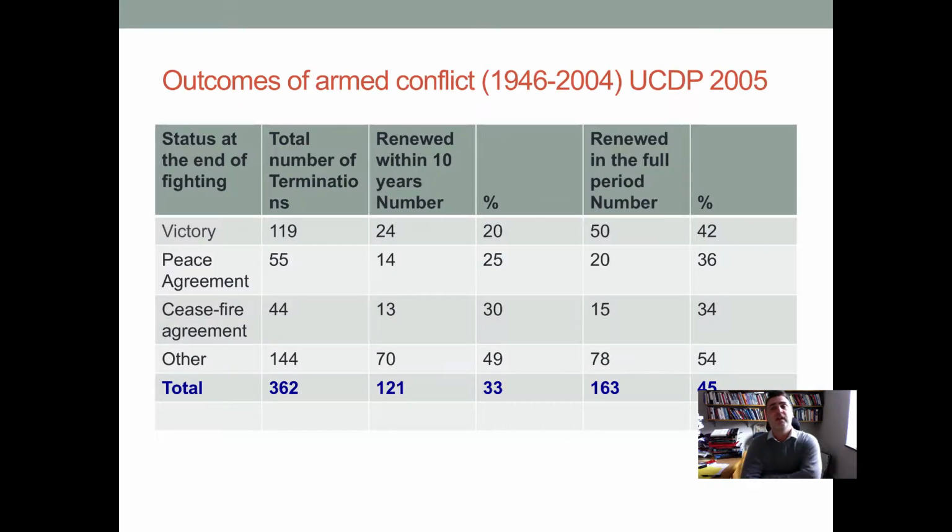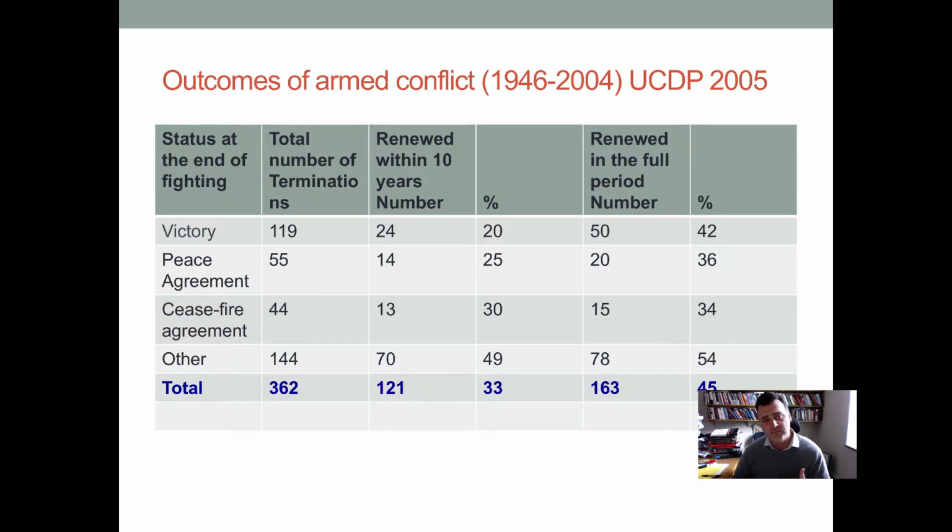Now, this is the Uppsala conflict data set. Uppsala is a university in Sweden, and they do quantitative analysis of all forms of conflict. This one in particular looks at how conflict ends. So you're looking at the status of the end of the fighting: victory, a peace agreement, or a ceasefire. And then you see the total number of terminations, how many of them are renewed within 10 years, and then renewed in the full period.